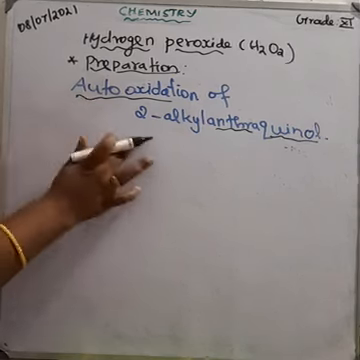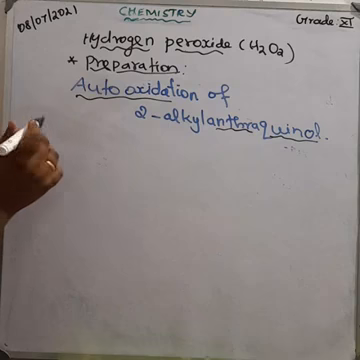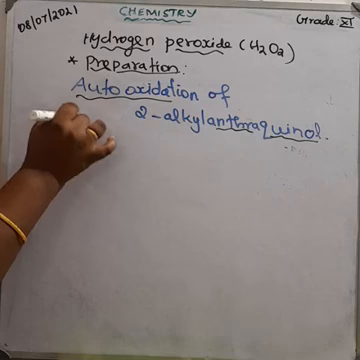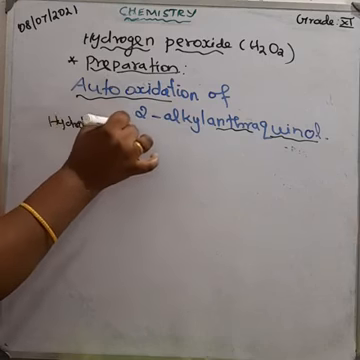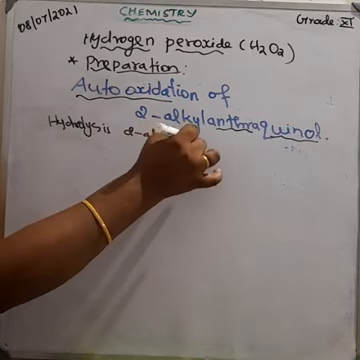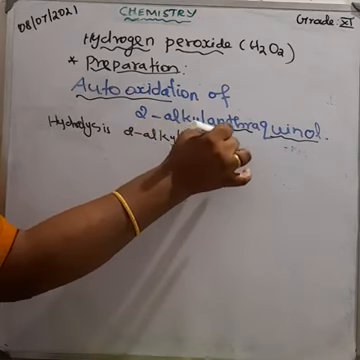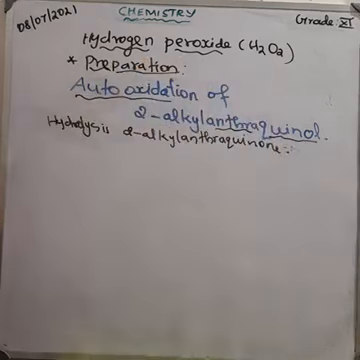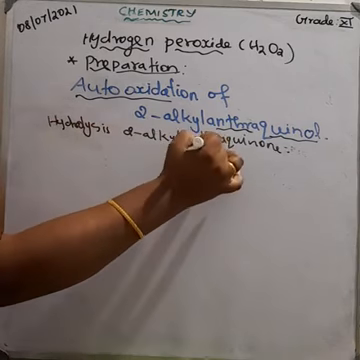Hydrolysis of 2-alkyl anthraquinone. When 2-alkyl anthraquinone is hydrolysed, we get 2-alkyl anthraquinol. Okay, what is the structure of 2-alkyl anthraquinone and what is the structure of 2-alkyl anthraquinol?